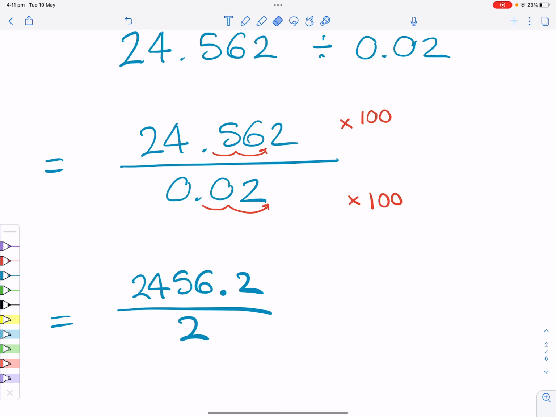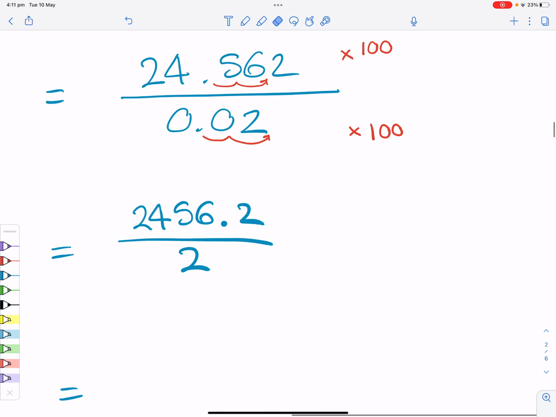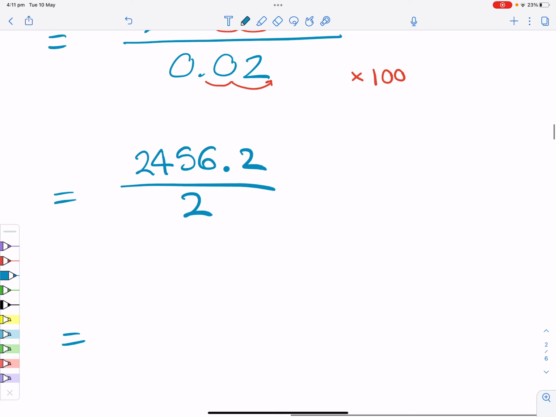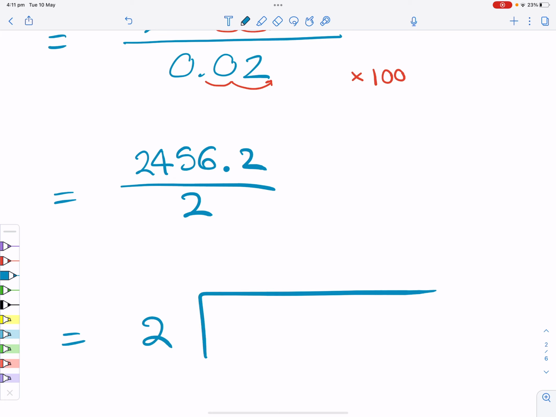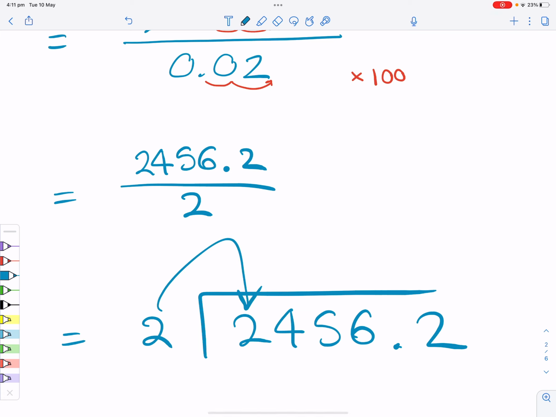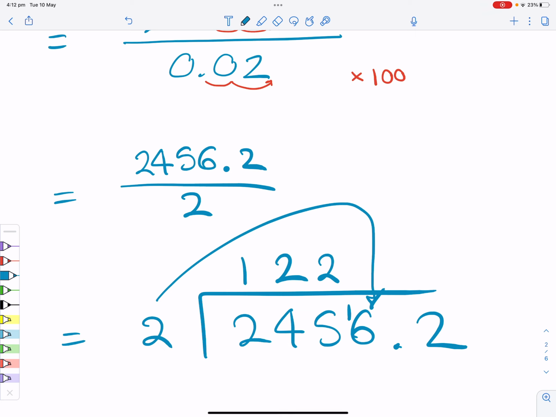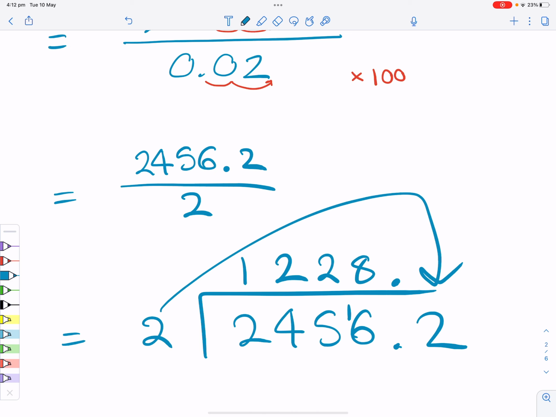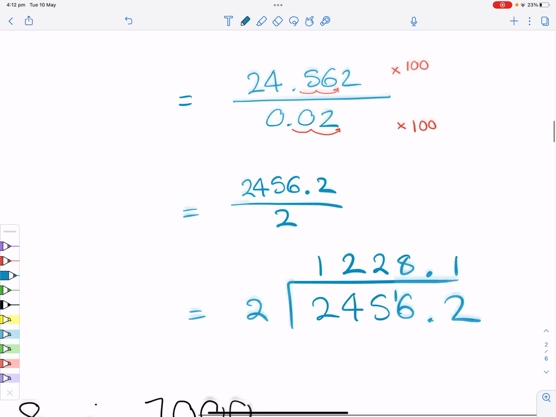Now that I've got it in this format, I think it is easier to solve in short division. So I would just punch it through short division. It would be 2 outside of 2, 4, 5, 6 dot 2. 2 goes into 2 once, 2 goes into 4 twice, 2 goes into 5 twice, 1 remainder. 2 goes into 16 8 times, nice and clean. Bring up my decimal place. 2 goes into 2 perfectly, so that's once. So my answer is that.